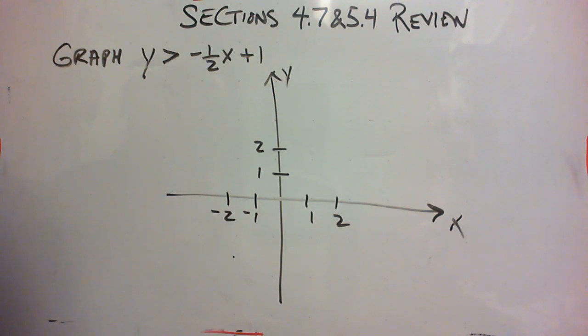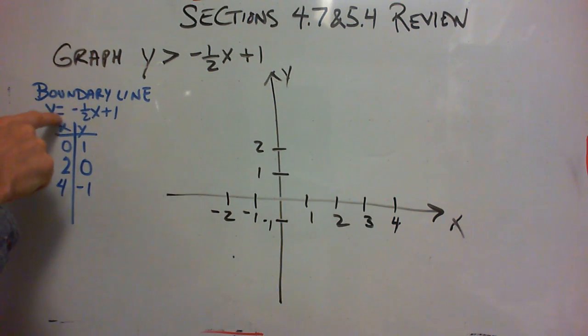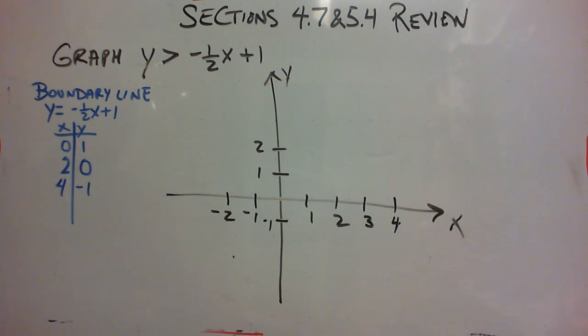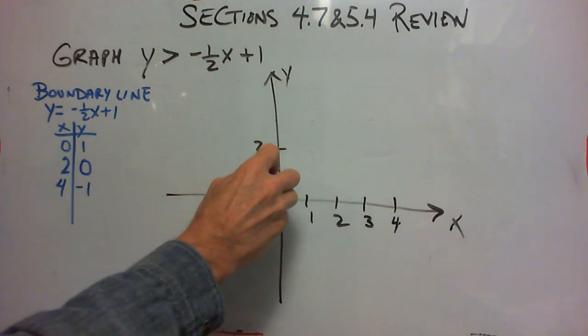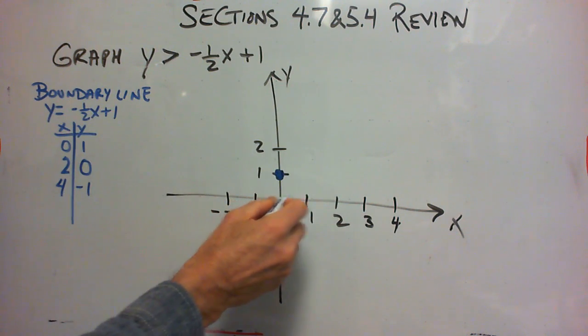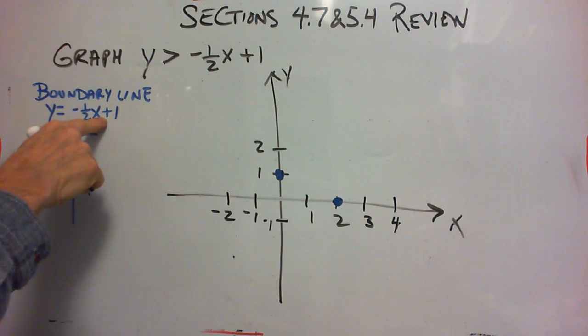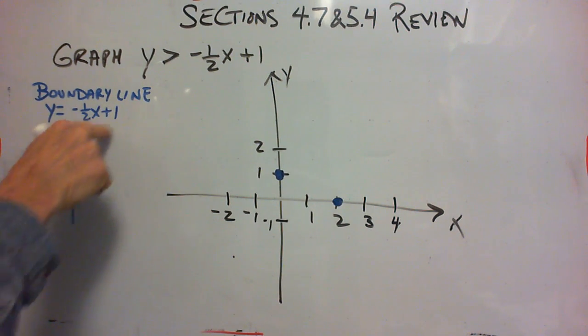So we start out by graphing the boundary line. So our boundary line is y equal negative 1/2 x plus 1. It's just a line. It's in slope-intercept form. So we have 0, 1. We could use the slope, go down 1 over 2 and get 2, 0. Or plug x equal 2 in and we get negative 1 plus 1 is 0.